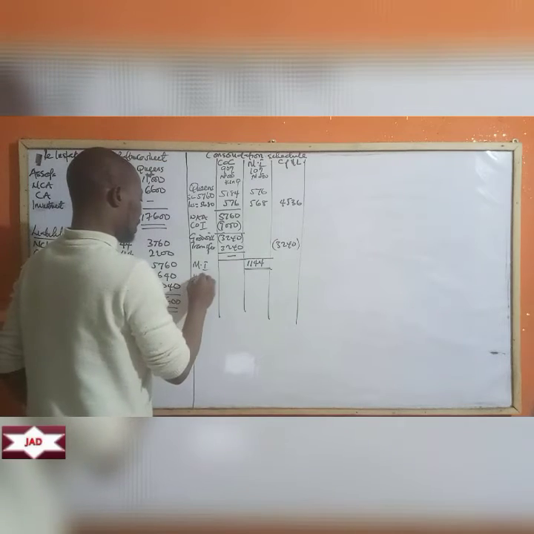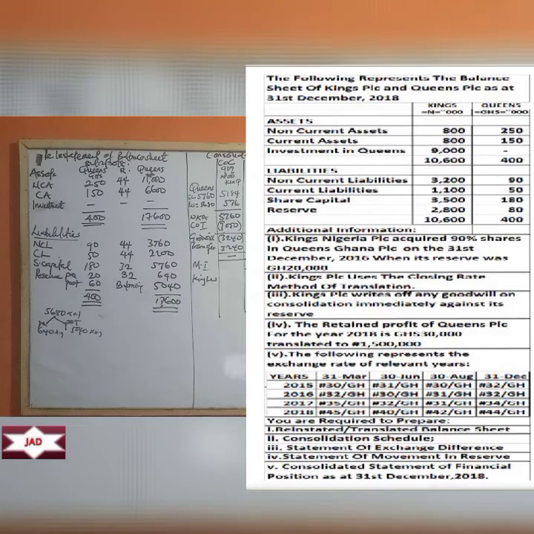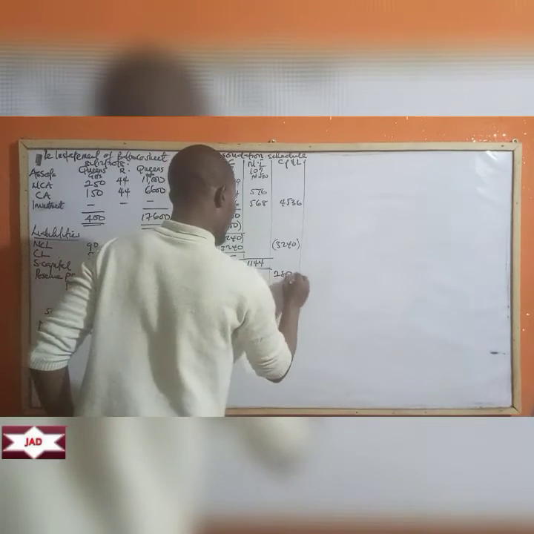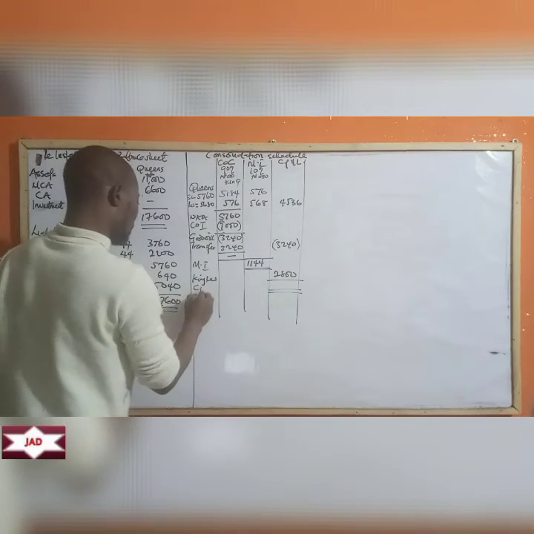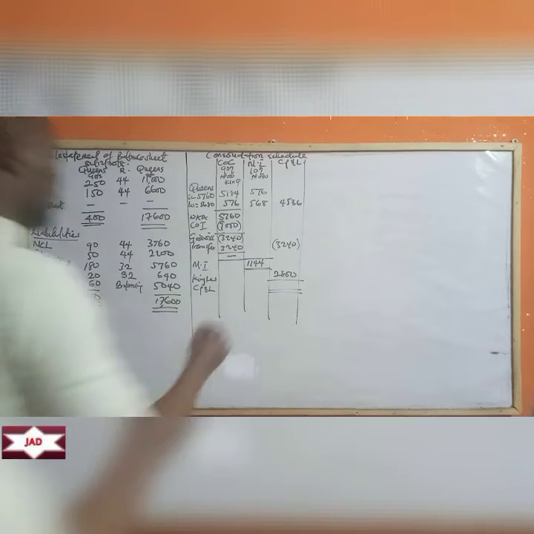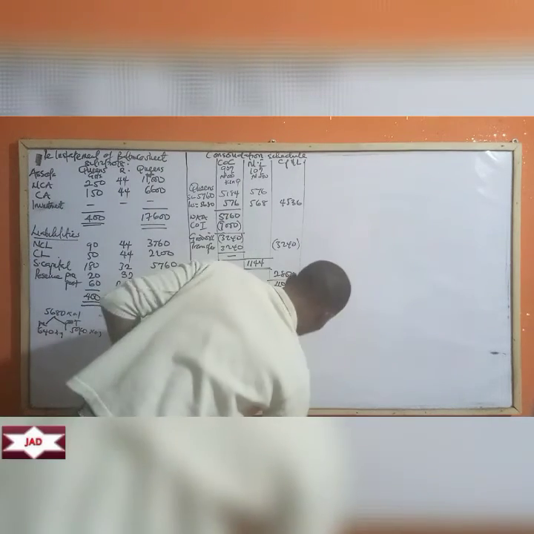So what's the King's reserve here? 2,800. So CP and L is 4,536, minus 3,240, plus 2,800, which is 4,096. Okay, this is the schedule.